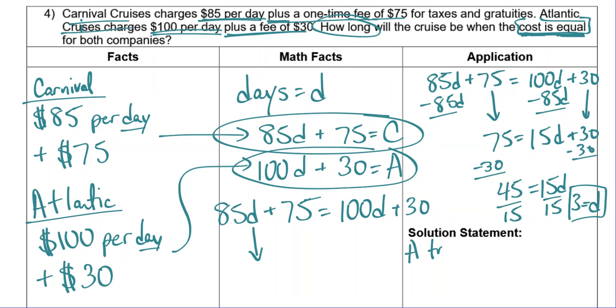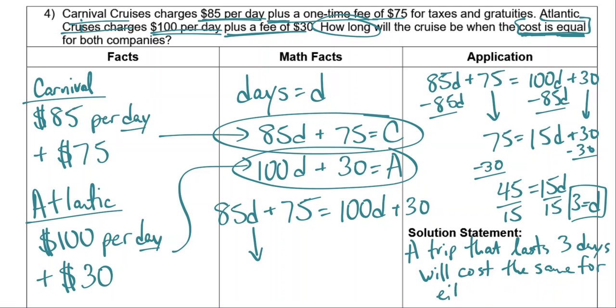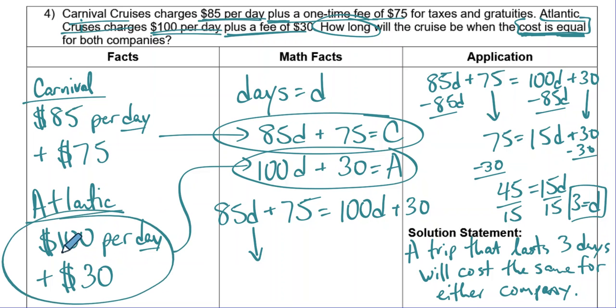So a trip that lasts 3 days will cost the same for either company. For 3 days, actually, if you spend 1 or 2 days, then Atlantic is the better one. Then this starts costing more. After 3 days, then this per day charge makes Atlantic more expensive.